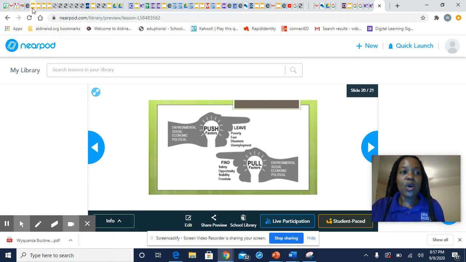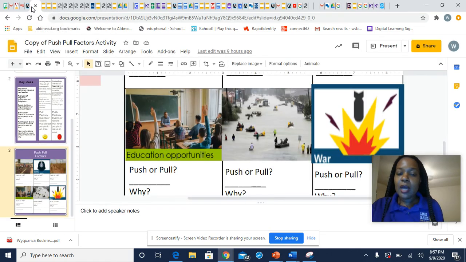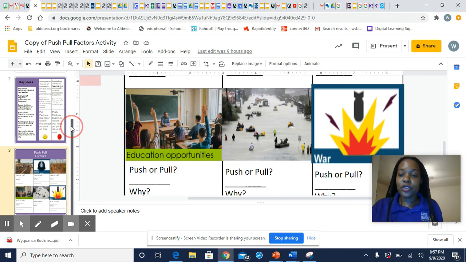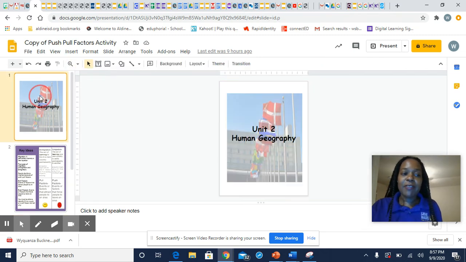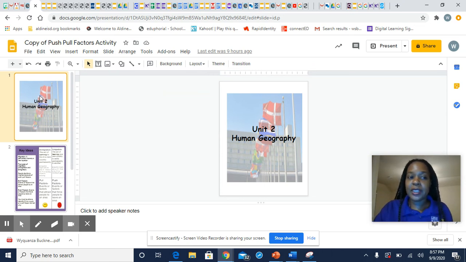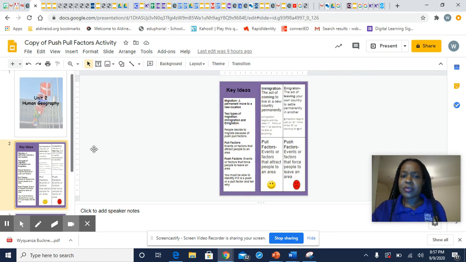All right, so now we're going to go into the activity in our interactive digital journal. So first off, we have a divider because we are in Unit 2, Human Geography. That's going to be put into your journal so that you'll know where to start looking for stuff for this test that's coming up on Human Geography. These are the key ideas. Again, migration, two types of migration, immigration and emigration, pull and push factors.